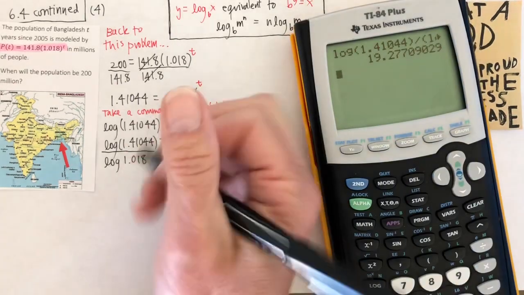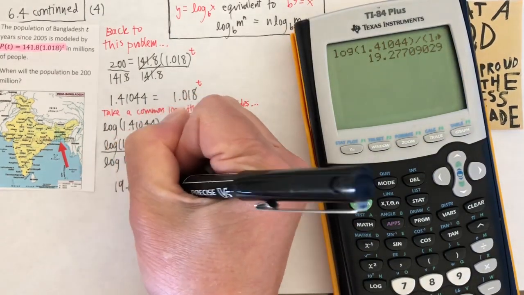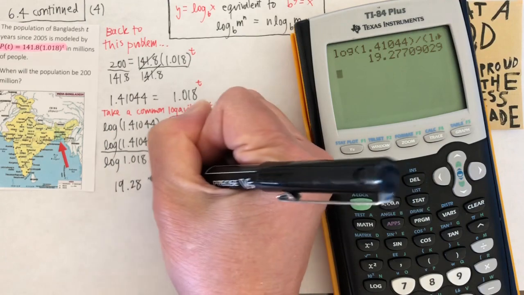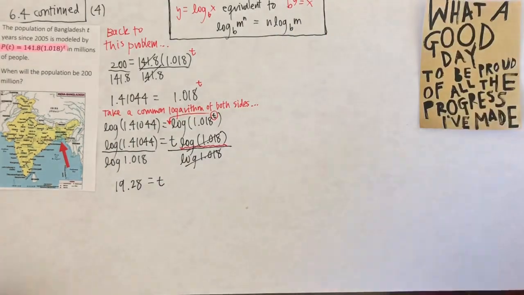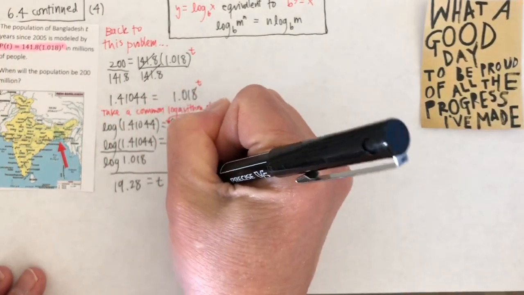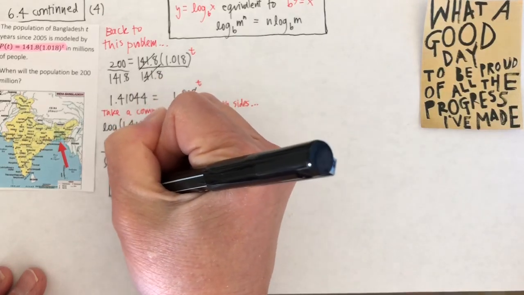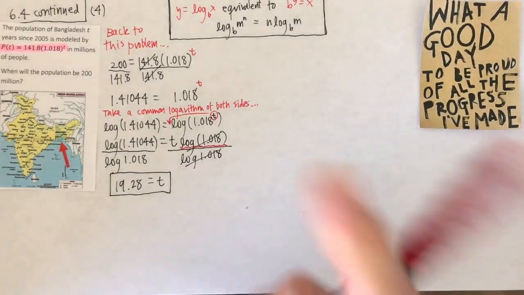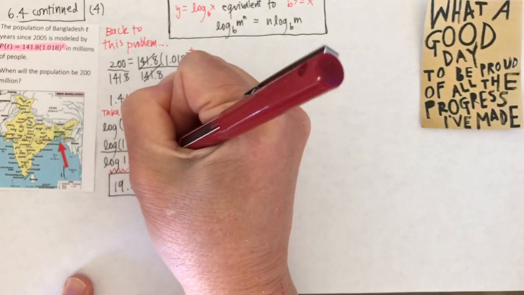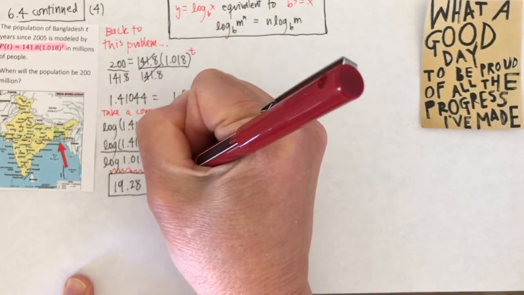Okay, so I found out, and that number is 19.28. I just solved the equation. I found out what t is. And a problem that I couldn't do a few minutes ago, I can do now because of logarithms.